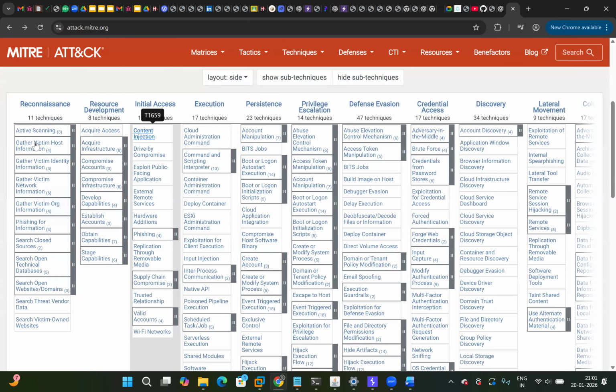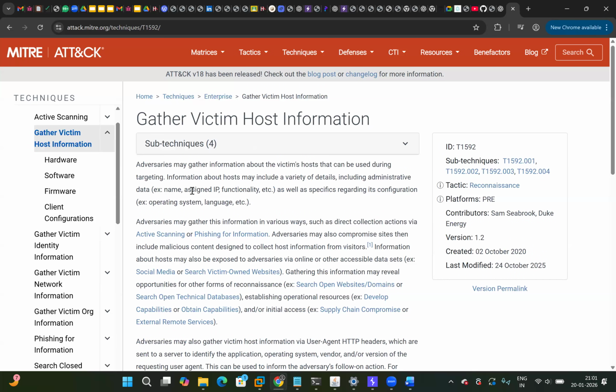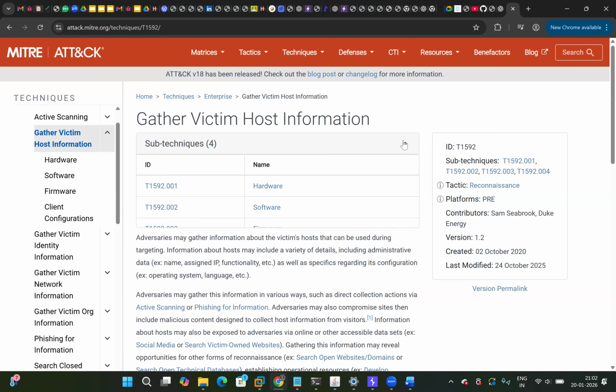Similarly, another technique is gather victim host information. If the attacker is gathering information about the name of the system, the assigned IP, the functionality of that particular system, the operating system, and the language being used, that is known as gathering victim host information. The attacker is following the gathering victim host information technique. In this technique, there are four sub techniques as well.